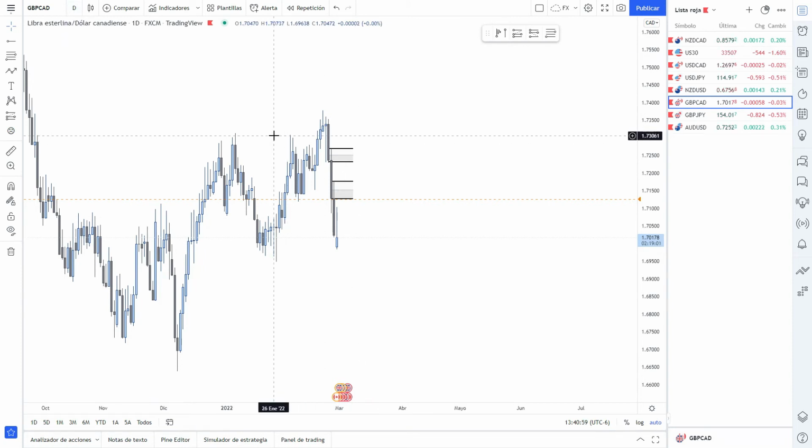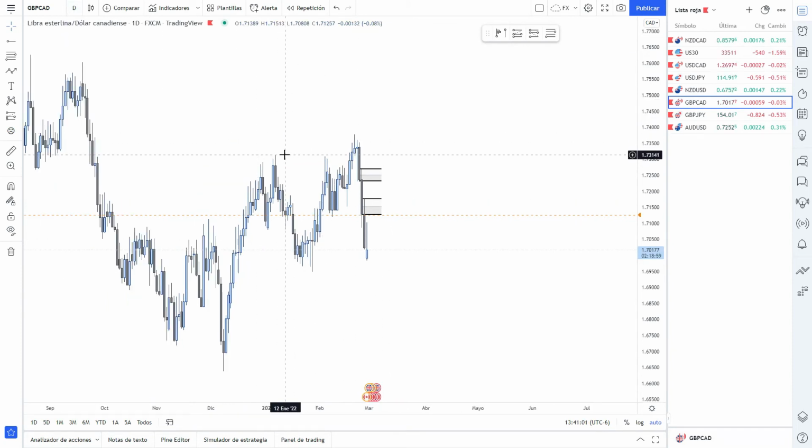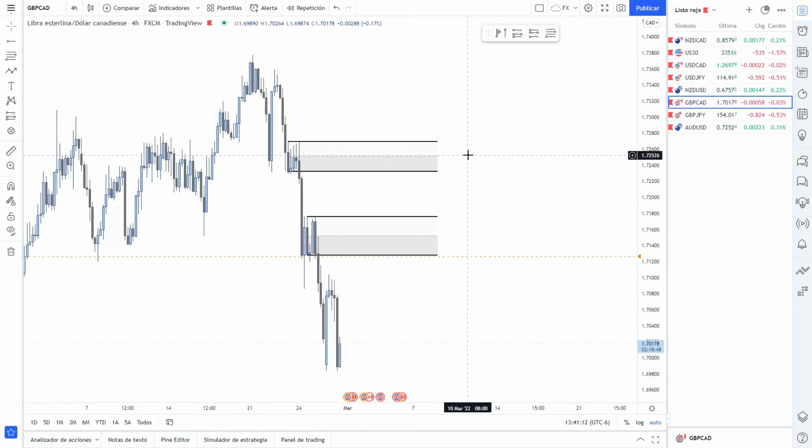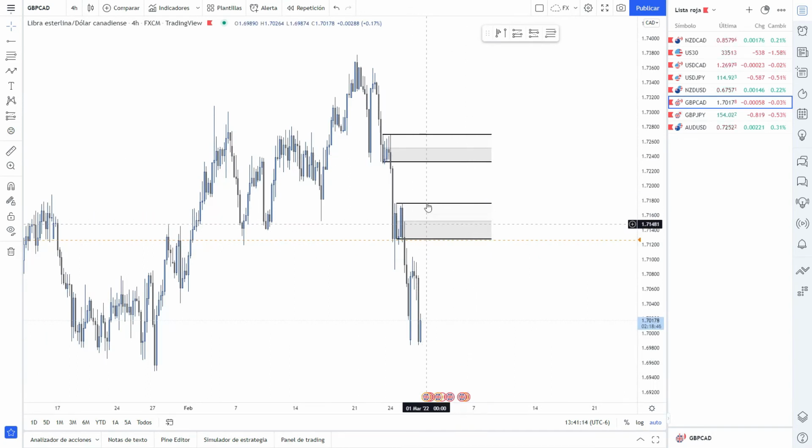It just made some liquidity grab above these almost equal highs. When we go to the 4-hour time frame, we have two levels. We have this level here, and we have this level.